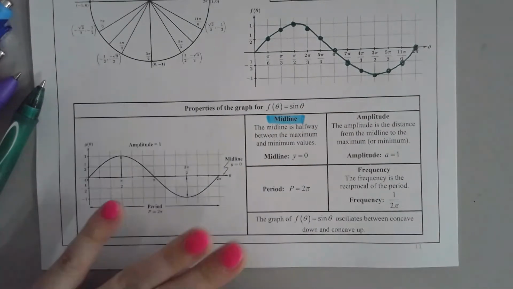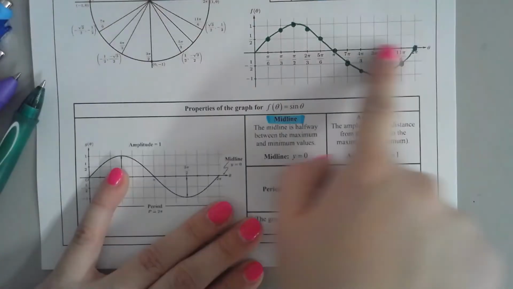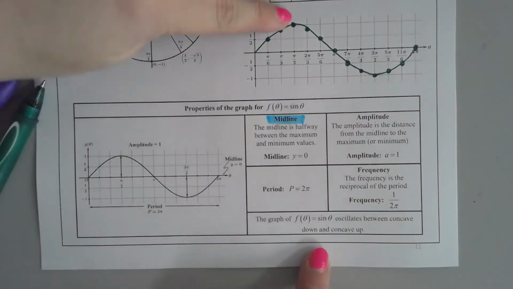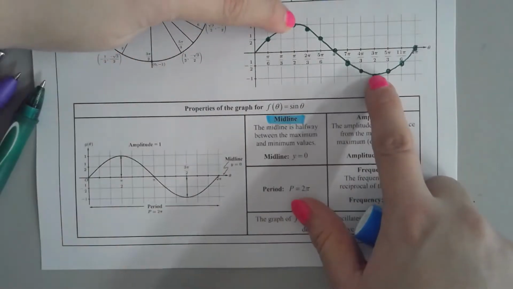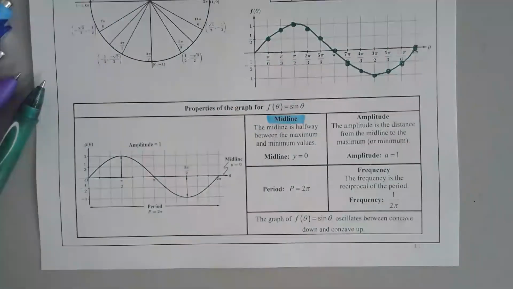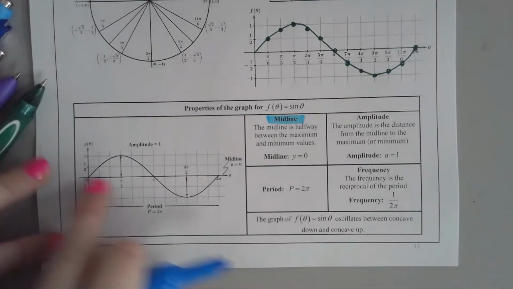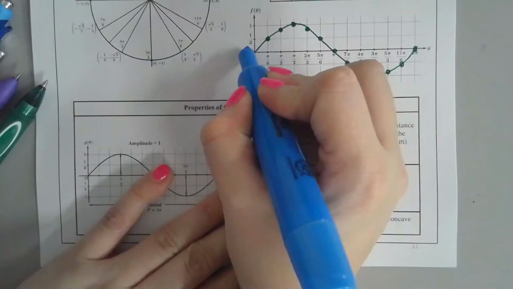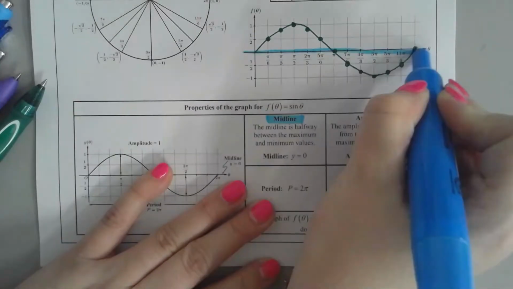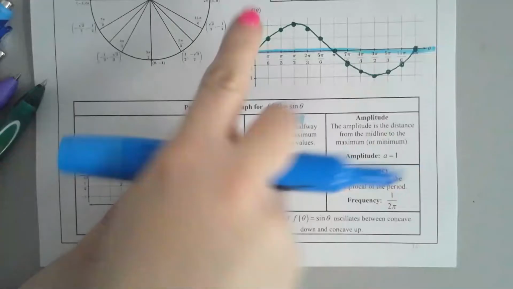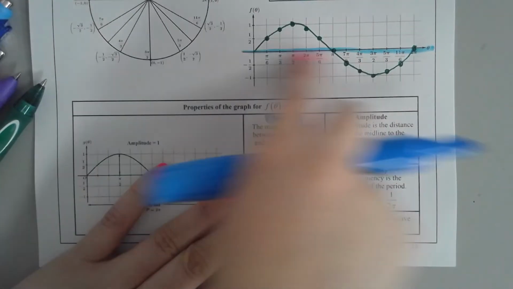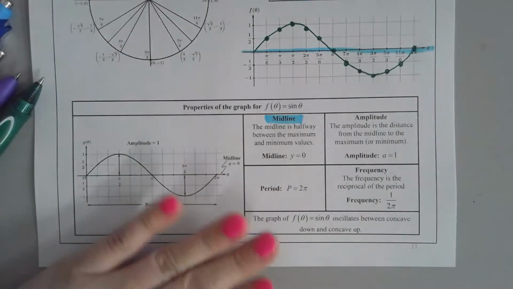A midline is a horizontal line that's halfway through. So you look at where your max and min are and figure out where the middle is on those. And in just a normal sine graph, the maximum is 1 and the minimum is negative 1.